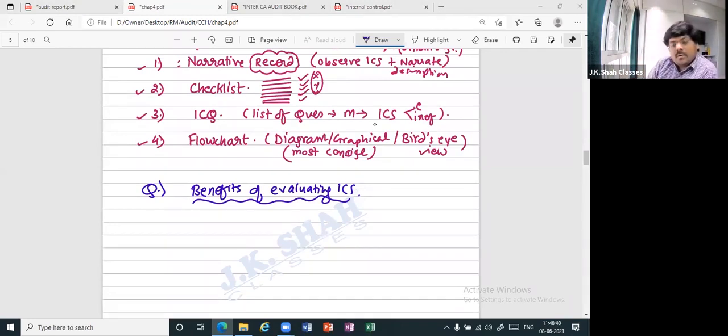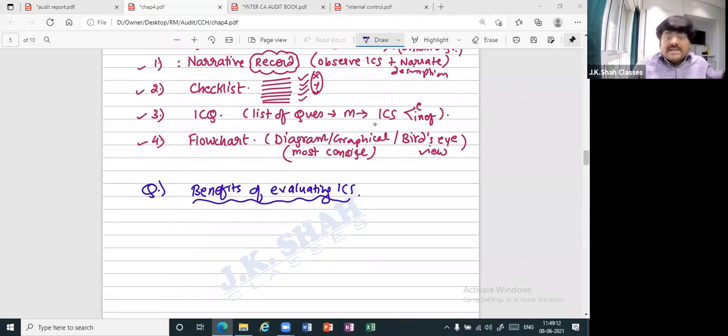Come on, something more. Think. Something more. Fewer procedures, not really. Affect the opinion, no. Correct. To know whether procedures should be performed more or less. Okay. Saves the auditor's time. Time saving. Substantive audit procedures to be performed in case ICS is inefficient. Okay. Easy to plan the audit.